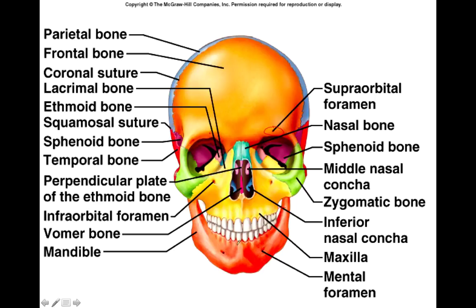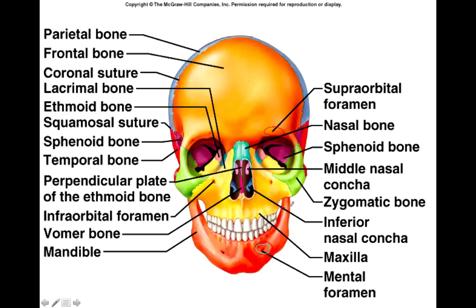While we're right here, we can look at the mandible. The mandible is the only movable bone in the skull. And for the mandible, you should be able to identify the mental foramen. And we'll look at some of the other parts of the mandible in a few minutes.